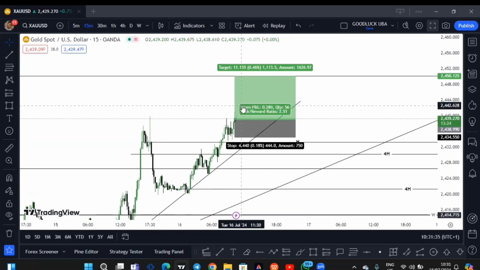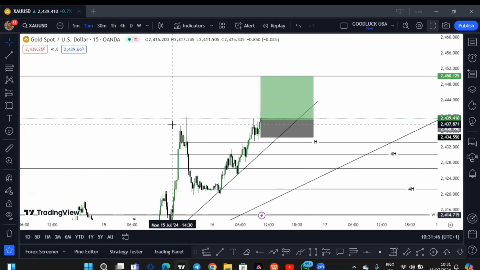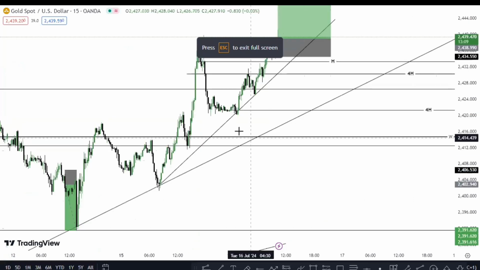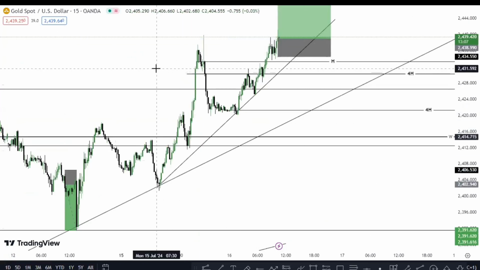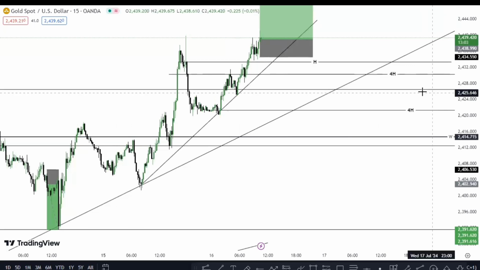The risk to reward for this trade is 1:2.5. Assuming it was less than 2, I would not even have considered risking anything on this trade. So this is the trade I'm currently on, and let's see how price reacts to it. That's how I take my entries and plot my levels. Let's see what price does at the end of the day.